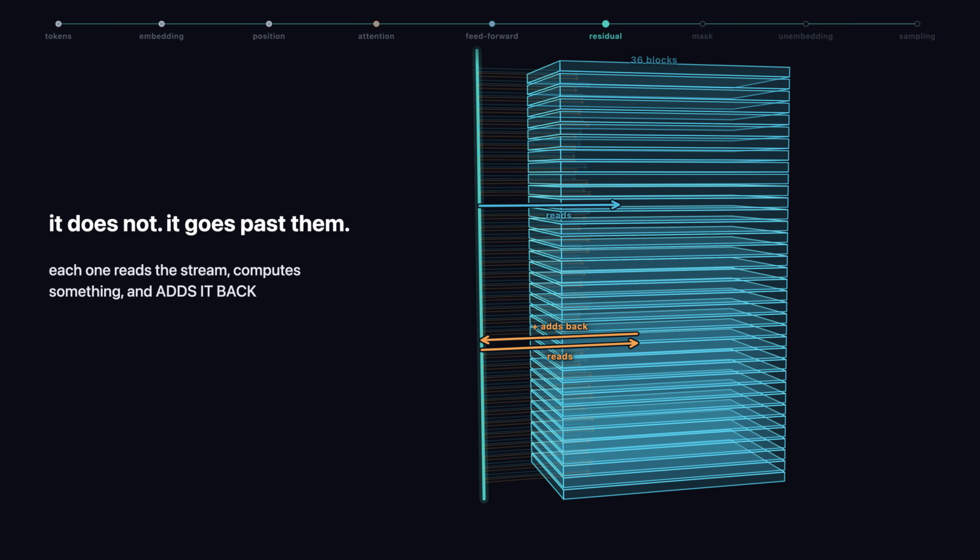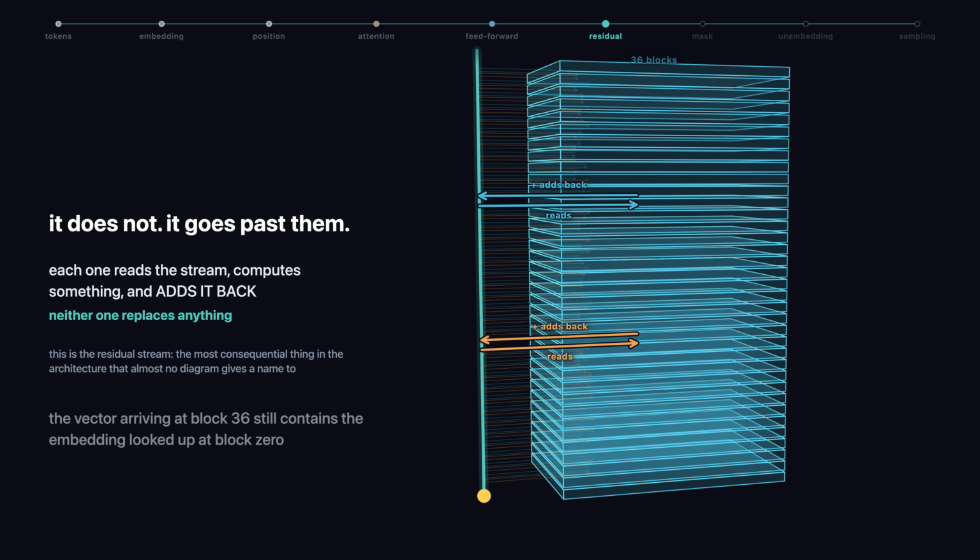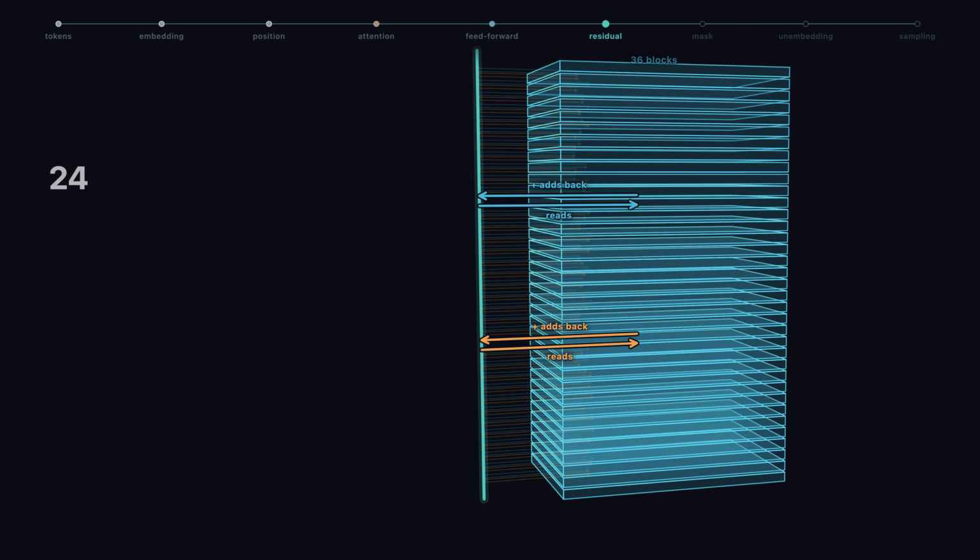The feed-forward network reads the stream, computes something, and adds it back. Neither one replaces anything. That line is called the residual stream, and it is the most consequential thing in the architecture that almost no diagram gives a name to. It means the vector arriving at block 36 still contains the embedding that was looked up at block 0. Nothing was ever overwritten. Things were only ever added.